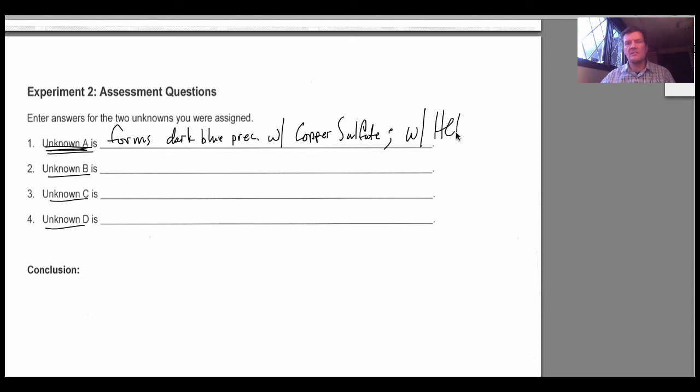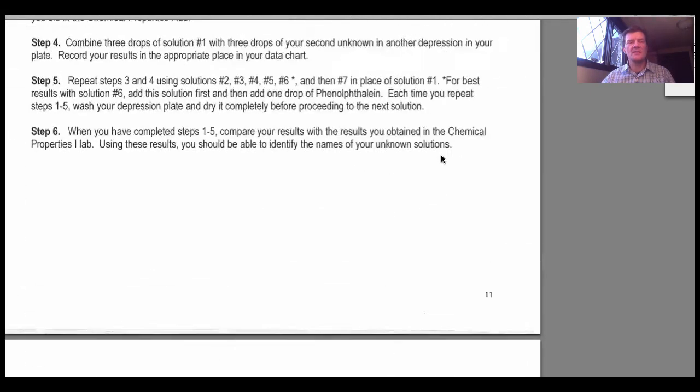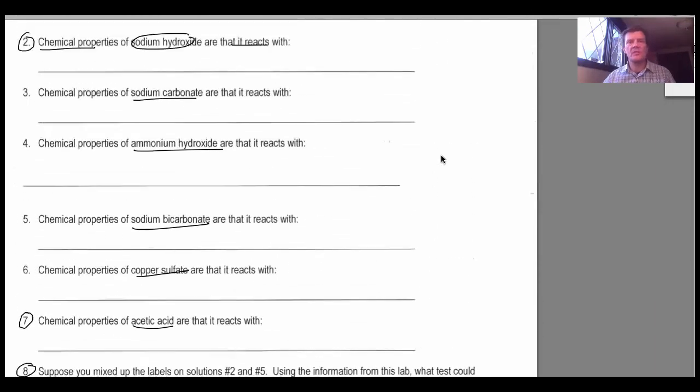with HCl turned pink when an indicator was present. So from that information, if it forms a dark blue precipitate with copper sulfate and it turned pink when combined with HCl, you should be able to conclude what unknown A is.